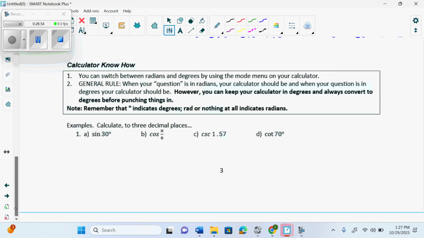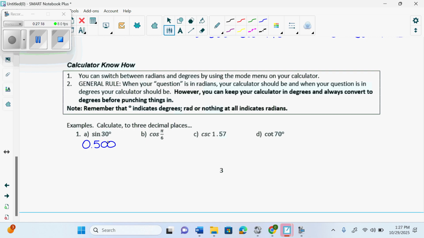Okay? And now you go sine 30, enter. People are like, where's the degree symbol? You don't need a degree symbol, you just put it in degree mode. We're going to do this for 3 units. Okay, enter. What do we get? 0.500, because it says to 3 decimal places.